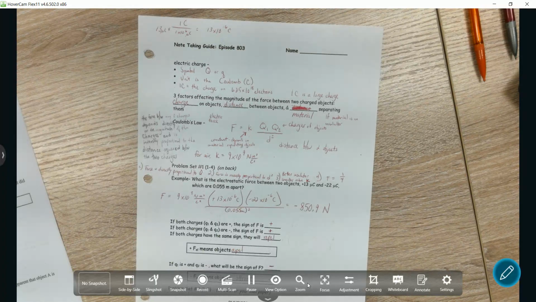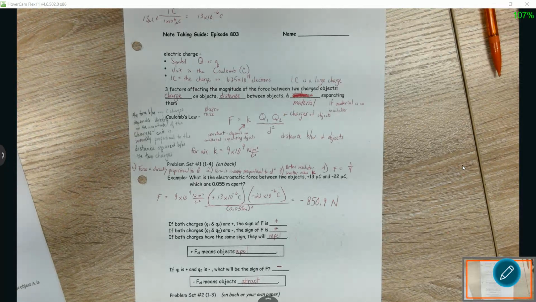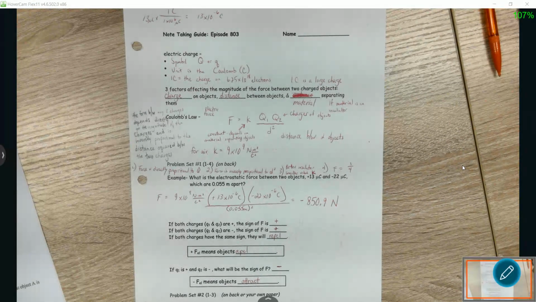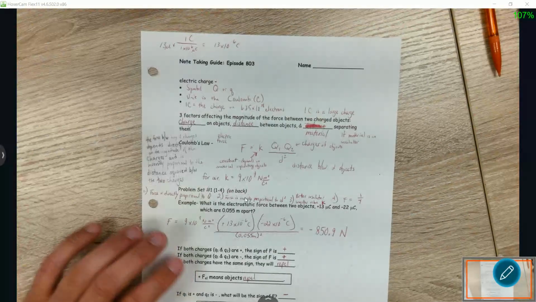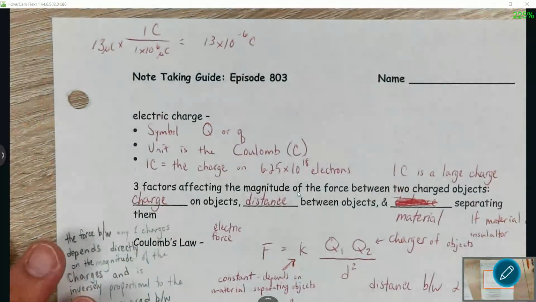So what we have going on here is, we're getting into Coulomb's law and electric fields. For today's assignment, we're going to do both things: Coulomb's law and electric field lines. That's all we're going to get into. So really quickly, I'm just going to go over what's going on here.